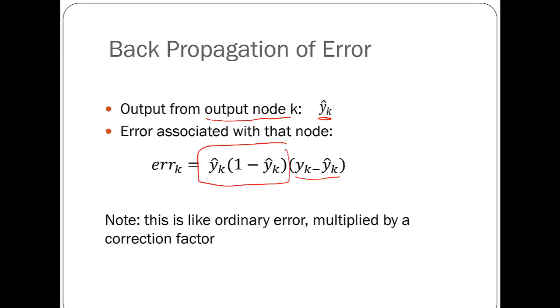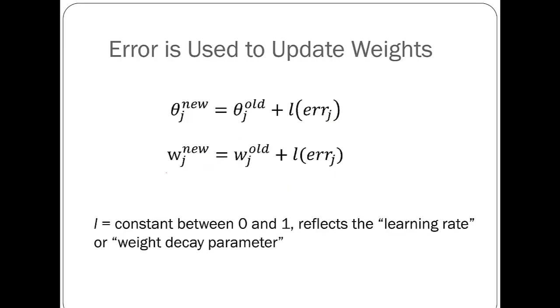We then multiply that by a correction factor. When we have the error, we can update the weights or the bias by multiplying the error by what we call a learning rate, or this L right here. If our error is big, we're going to make a big adjustment to the weight. If the error is small, we make a small adjustment because we're probably close already.